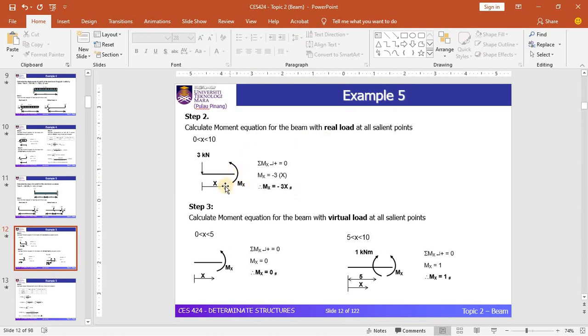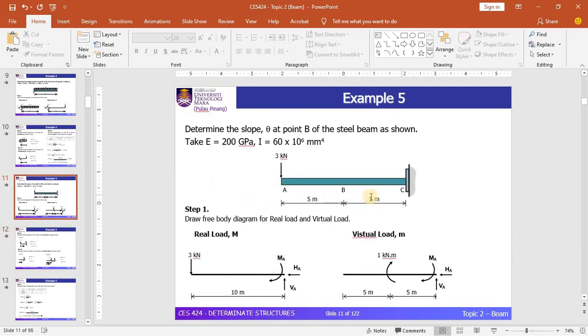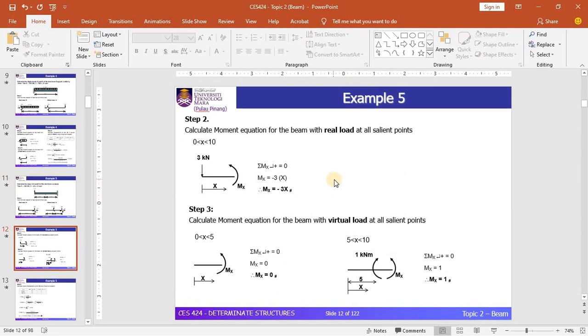Okay, by looking at this slide, the solution here, this is for the real diagram, where you can see that the moment equation is equal to negative 3x. Let's say this is A to B. Since B to C is similar, that particular range is not shown here, because the same equation will be obtained as what we have done for A to B.